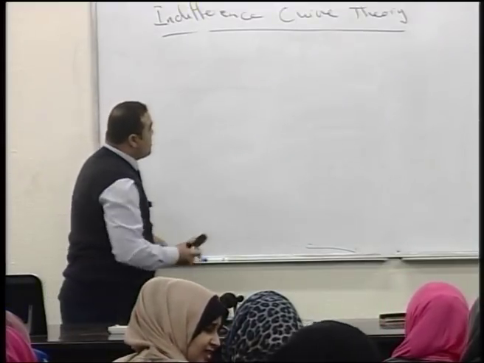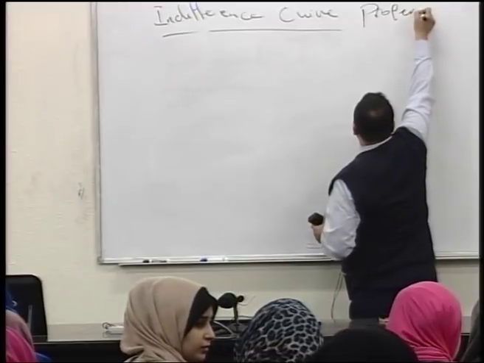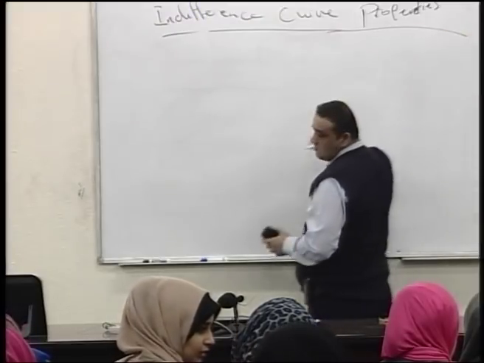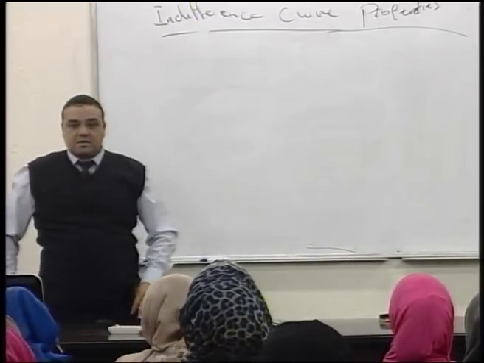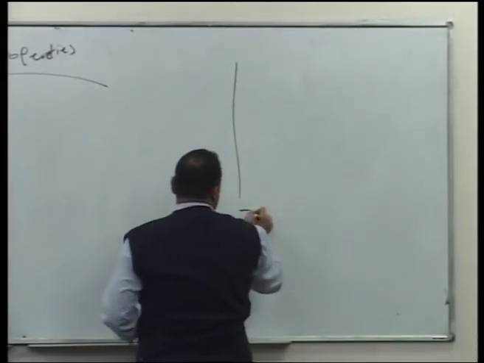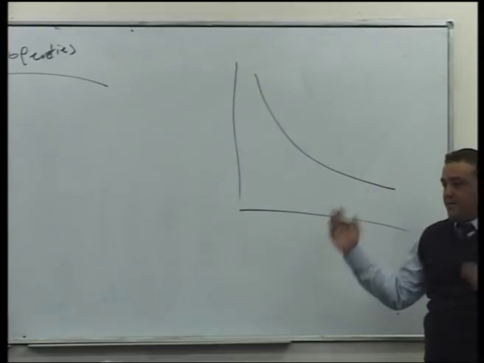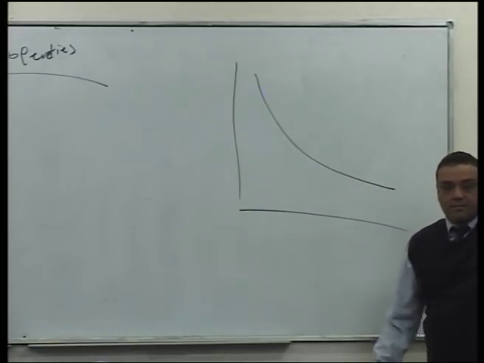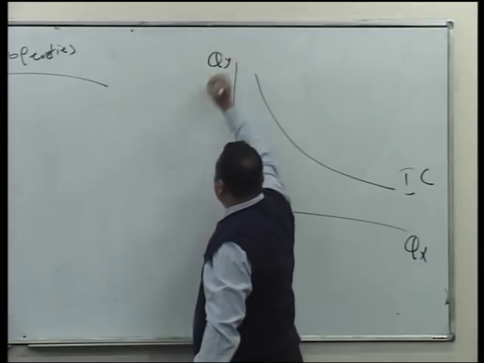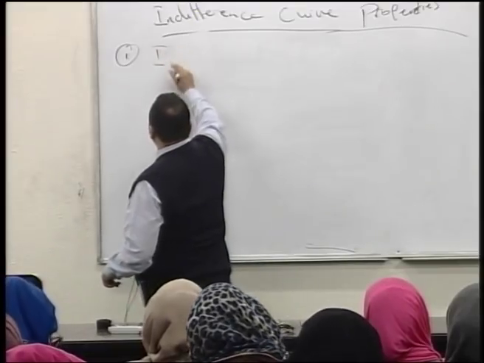Indifference curve properties. What are the characteristics of indifference curve? Here, as we mentioned, the indifference curve is downward sloping. It looks like the demand curve. So, number one, this is the indifference curve, quantity x, quantity y. Number one, the IC is downward sloping.